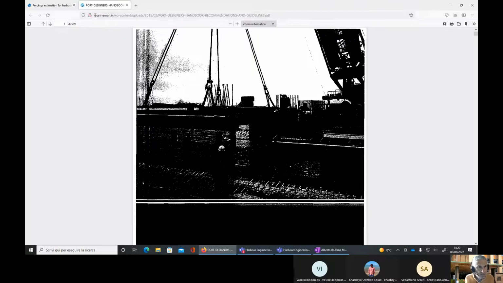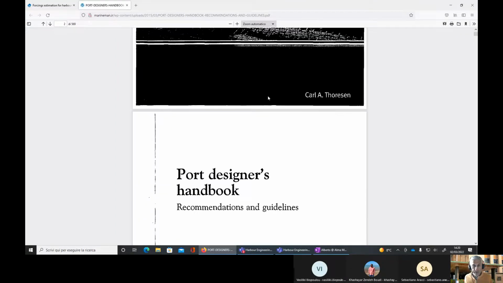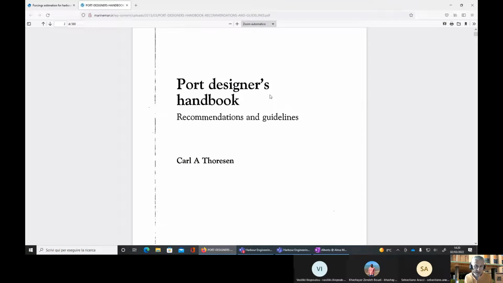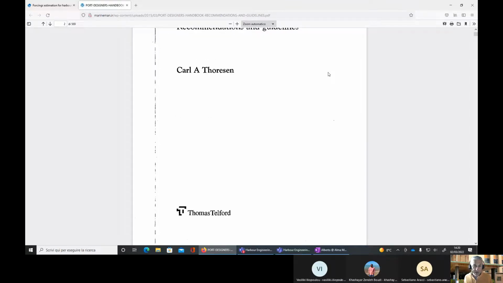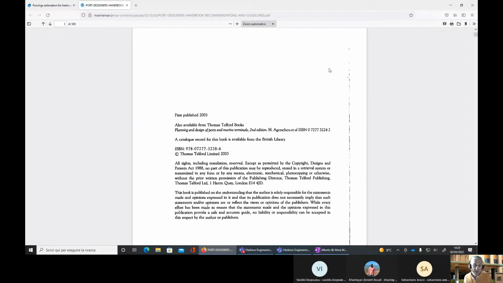You see the URL, the web address here, marine men, etc., etc. And it is an interesting publication, which I consider still a very good reference for the international literature on Harbour engineering. And most of what I'm teaching, as I said, is taken from here with some changes.